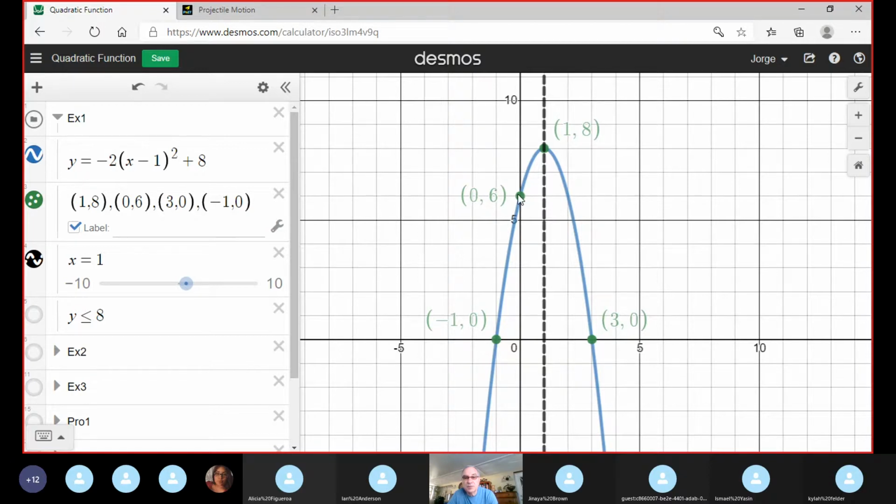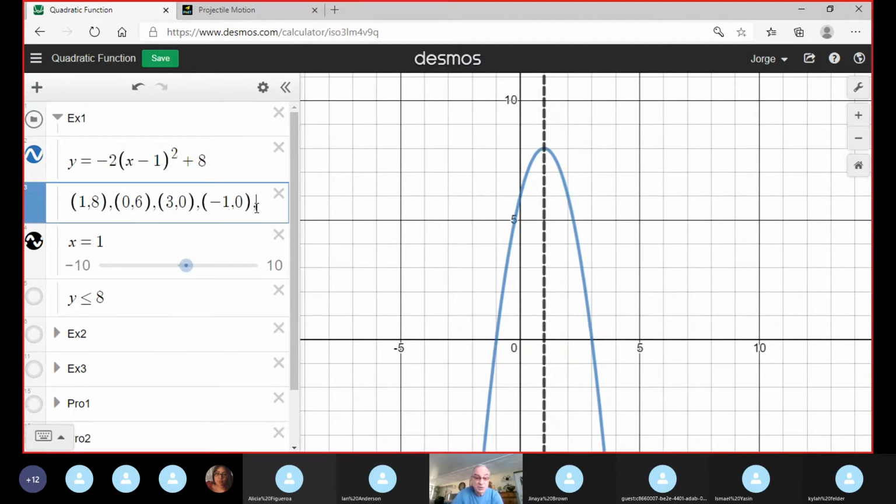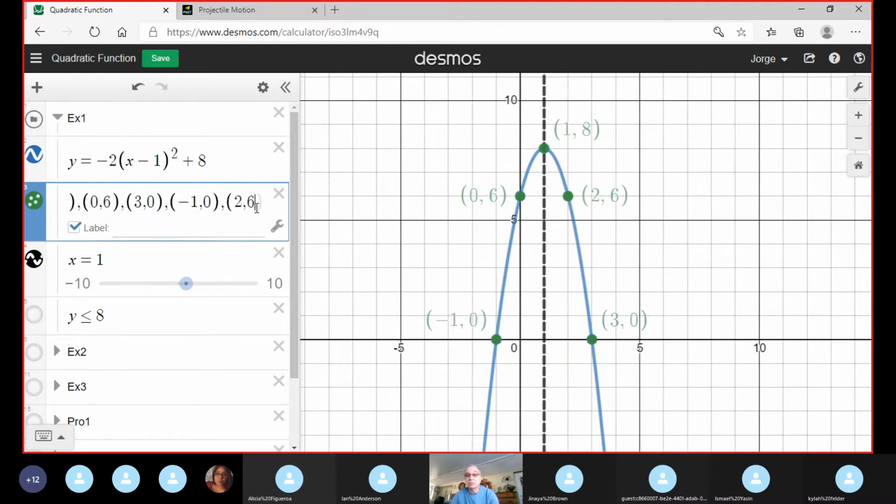This distance is a positive number, and the same distance in the right direction is 1. So 1 plus 1 is 2, (2, 6). Let me try. So we have an additional point using symmetry, which is (2, 6). And we have the famous five points, and that's it. Any question about the parabola? No? Okay.